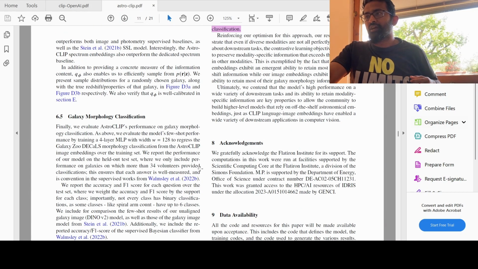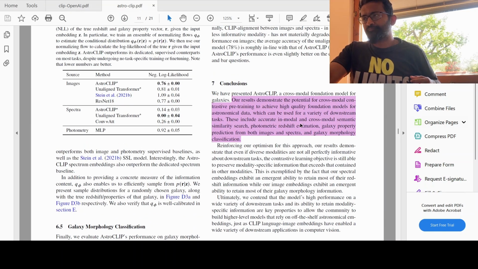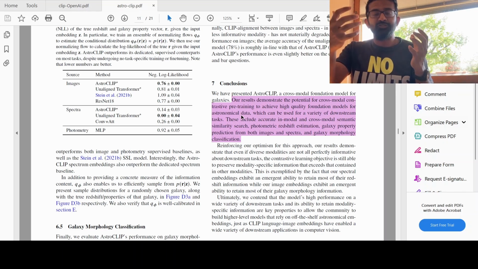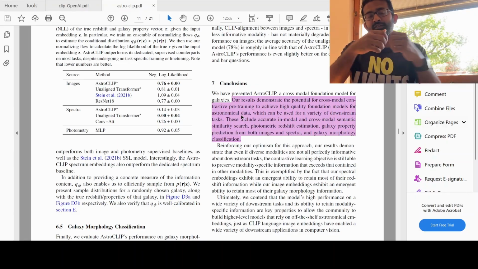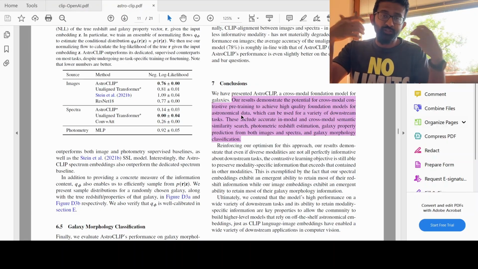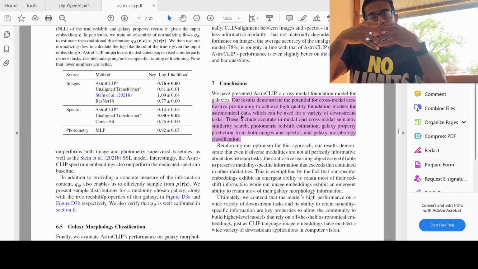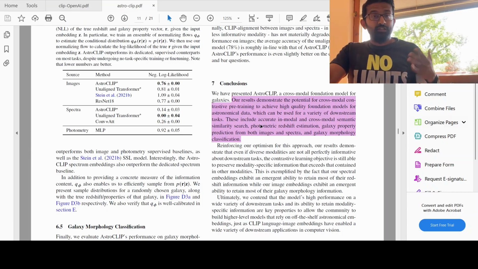Really cool paper. And coming to the conclusion, what they mention is that they demonstrate the potential. I would say that not only do they demonstrate, but they actually inspire people like us to work on this. So they demonstrate potential for cross-modal contrastive pre-training, right? That's the idea of contrastive pre-training. Galaxy images and spectra that are representative of each other, bring them together. Galaxy images and spectra that are not representative of each other, put them away. We have this contrast now. CLIP, contrastive learning, okay? Contrastive pre-training to achieve high-quality foundation models.